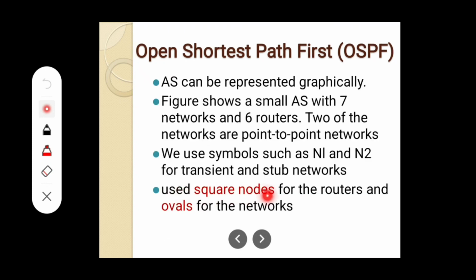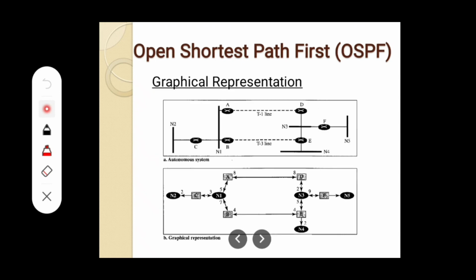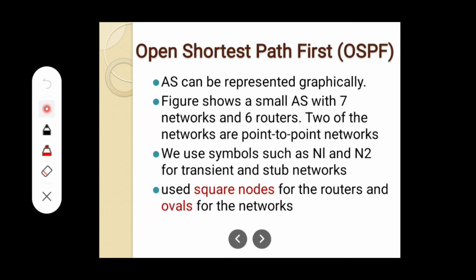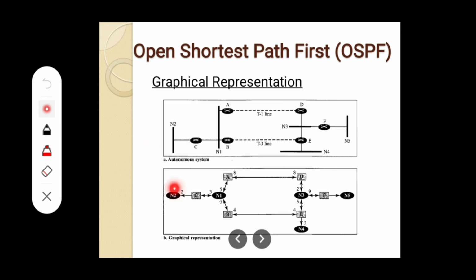We use square nodes for the routers and ovals for the networks. So square for router, and oval for network. Clear? This is the graphical representation that is given in OSPF.